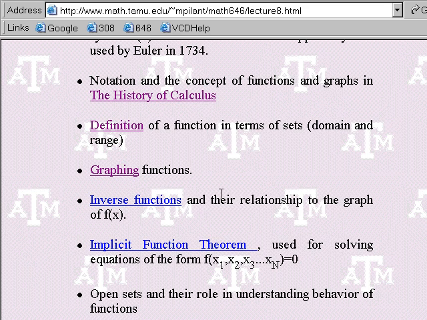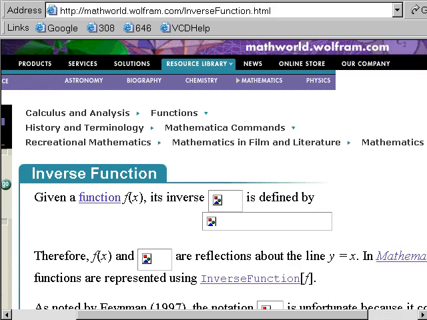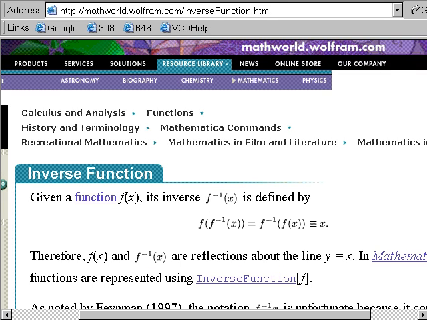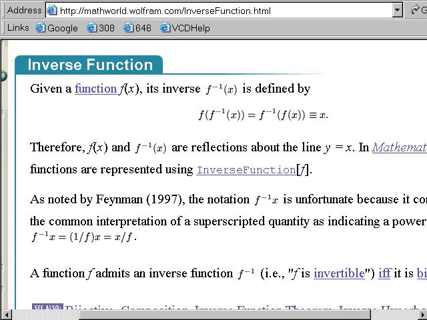Now, inverse functions, the question is when does an inverse function exist? And there actually is something called the inverse function theorem, or even the implicit function theorem, that tells you assumptions about when an inverse function exists.